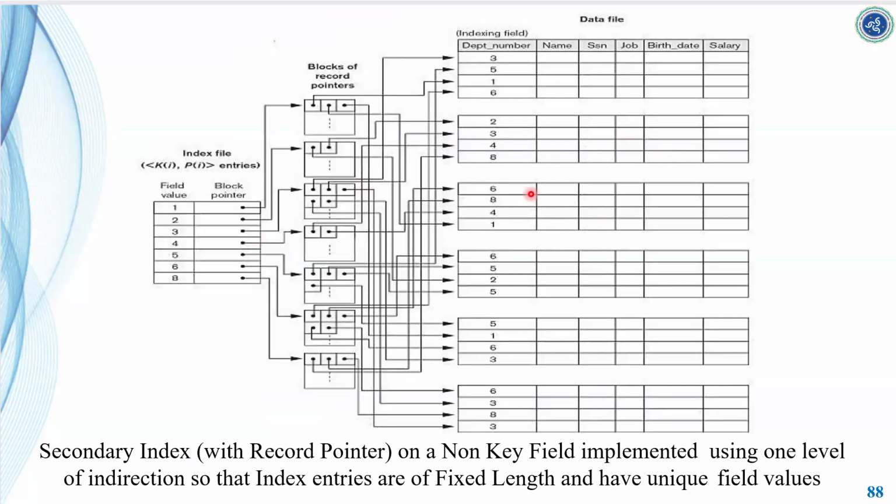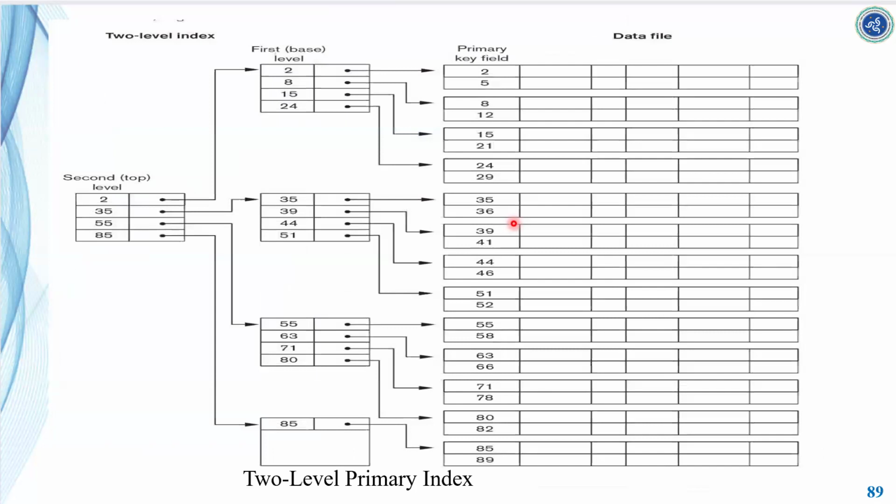So this is an example for secondary indexing, with different blocks of pointers which will be pointing to the data file. Here the indexing is done based upon the department numbers. This is a block. This is a two-level indexing, so this is the first level and this is the second level. And here also the field attribute is the primary key. So here this is also a dense index.